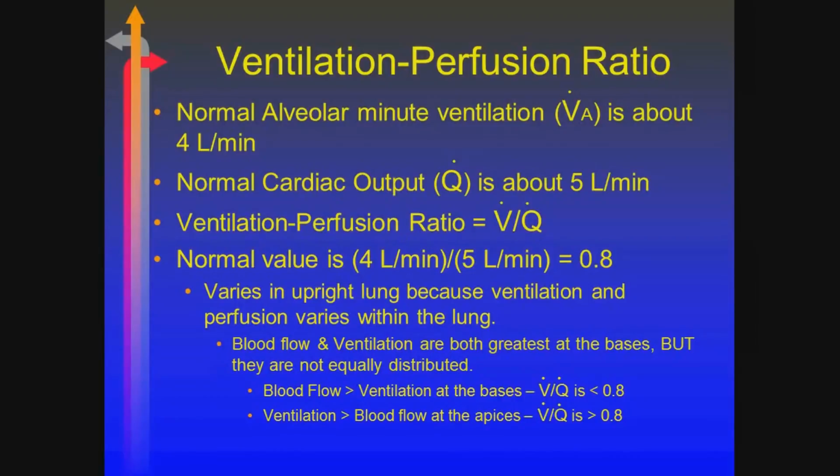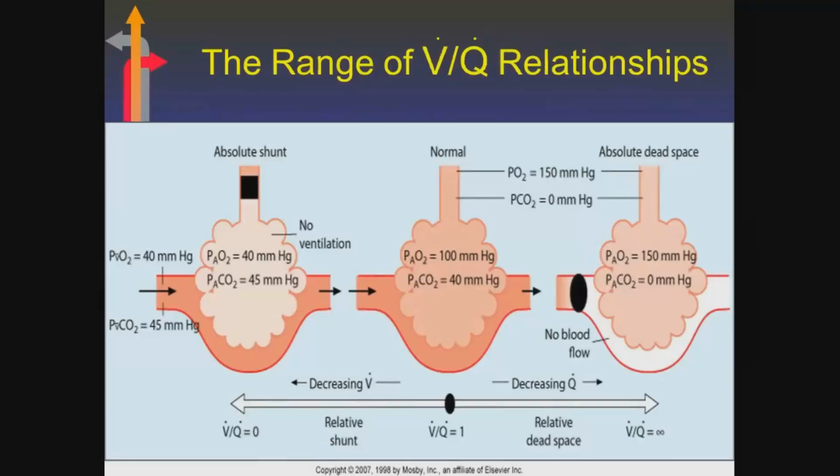They're both gravity dependent in the sense that more perfusion goes to the bases than to the apices, more ventilation goes to the bases instead of the apices, but they're not an equal rate of change. So what you end up having is a little bit more blood flow to ventilation at the bases and a little bit more ventilation than blood flow at the apices.